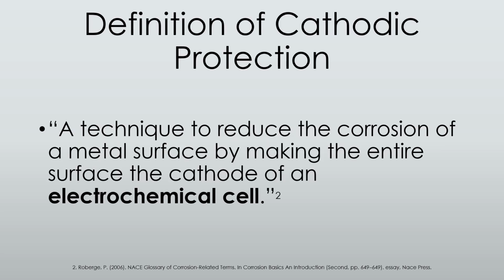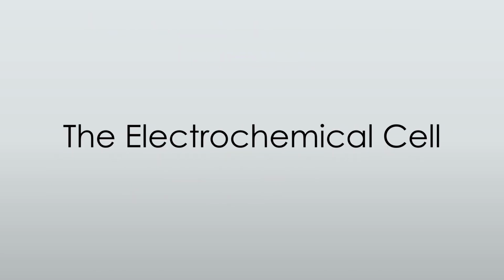When we get into some definitions, we kind of got to go through it to set some standards. Definition of cathodic protection: a technique to reduce the corrosion of a metal surface by making the entire surface the cathode of an electrochemical cell. So now we have to explain what is an electrochemical cell.